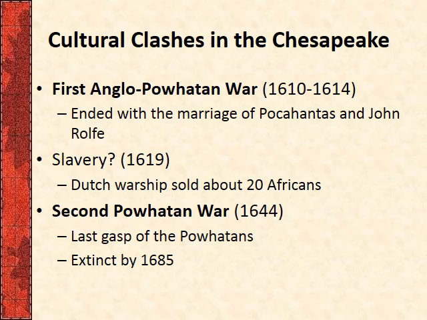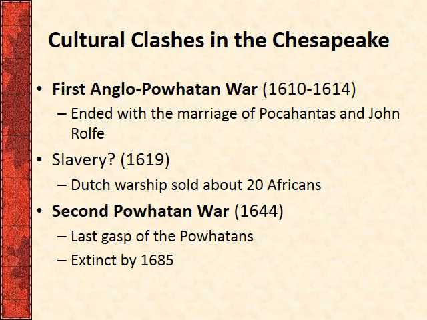The historical records are extremely sketchy about this, but it appears that in 1619, a Dutch boat, it's called a warship, just kind of shows up off the coast of Jamestown and sells 20 Africans to the colony. And these are the first African slaves, and I have there a question mark, to make it to Virginia.